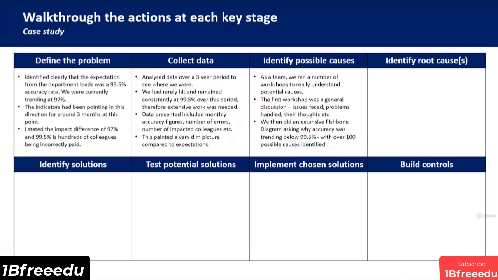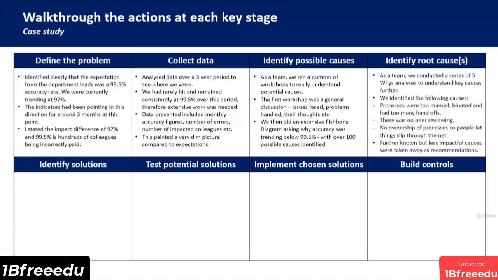The first workshop was a general discussion, issues faced, problems handled, their thoughts, etc. And then we did an extensive fishbone diagram asking why accuracy was trending below 99.5%. And in this, we identified over 100 potential causes. So obviously we then have to start thinking through, okay, how do we actually start to whittle these down into their actual causes?